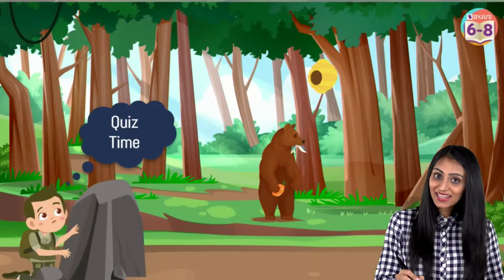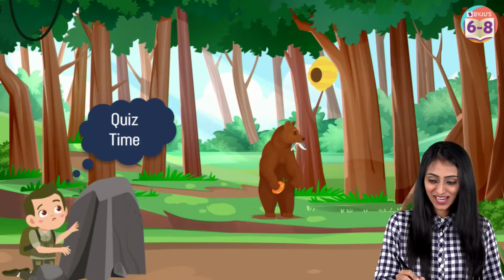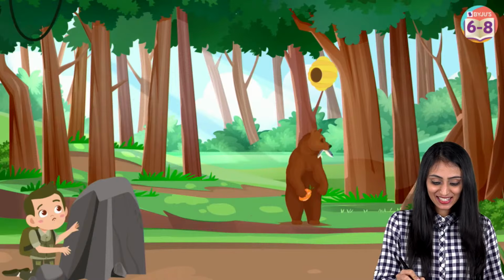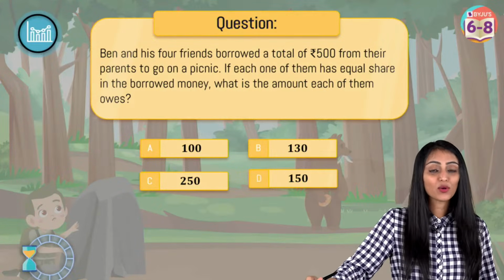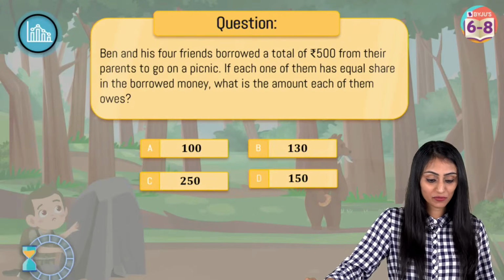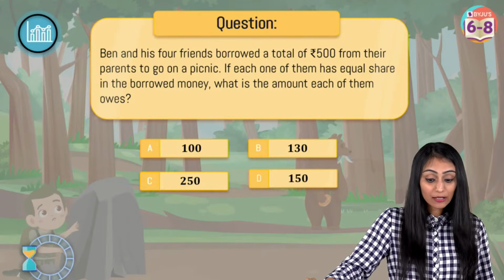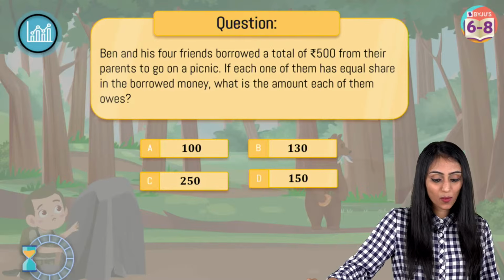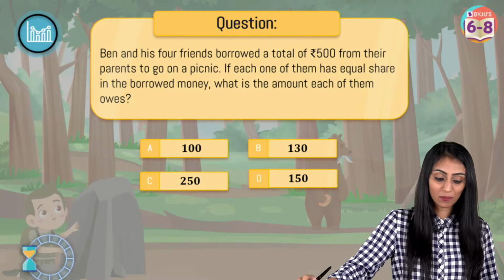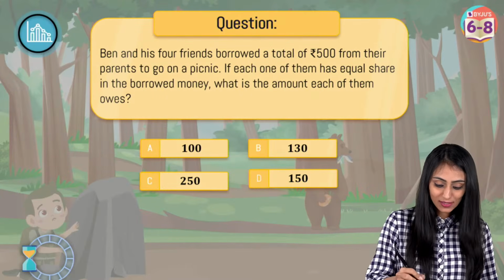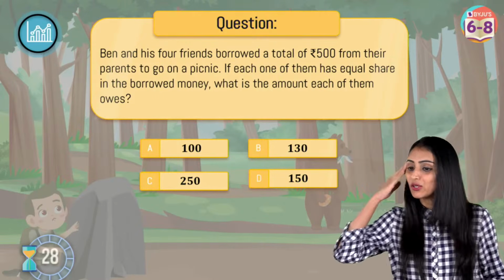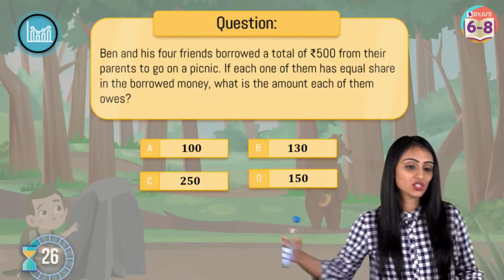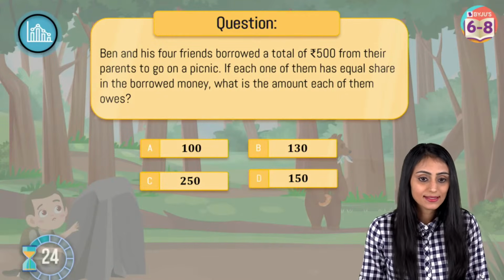Now again, it's quiz time, the favorite part of the session, yes? So let's try out a few questions. So here we go. Ben and his four friends borrowed a total of rupees 500 from their parents to go on a picnic. If each one of them has equal share in the borrowed money, what is the amount each one of them owes? So I'll give you 30 seconds to answer this question. I'm starting the timer now. Quickly answer this question in the comment section.